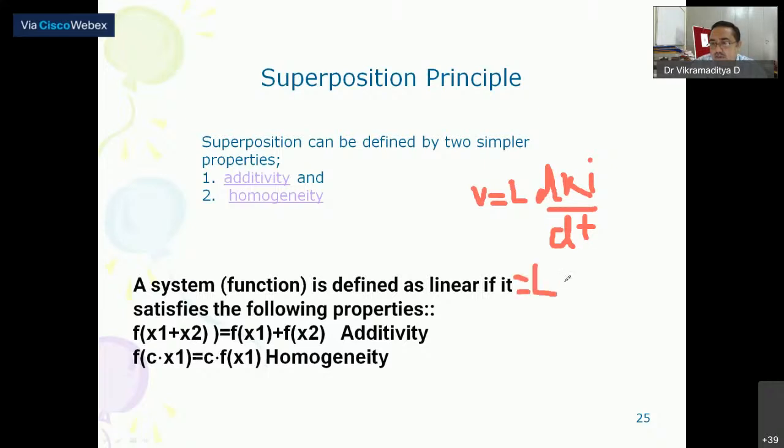L A dI, sorry, it goes, the problem is there. So it is very clear that it will obey the principle of homogeneity also. So the ideal inductor, which we will be using in our electrical engineering, is also a linear element.